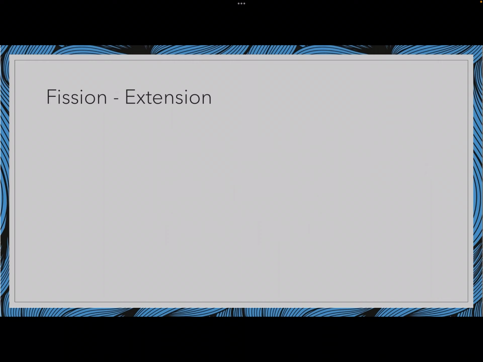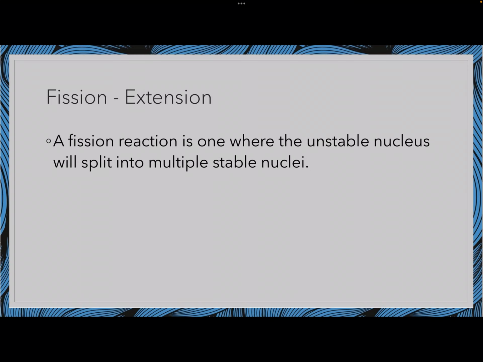The last thing we're going to do isn't covered in the syllabus so much, but we're going to have a bit of a look at it anyway. It's another nuclear reaction called fission. Fission is a reaction where an unstable nucleus will split into multiple stable nuclei. That can happen spontaneously, or it can happen when something else hits it.